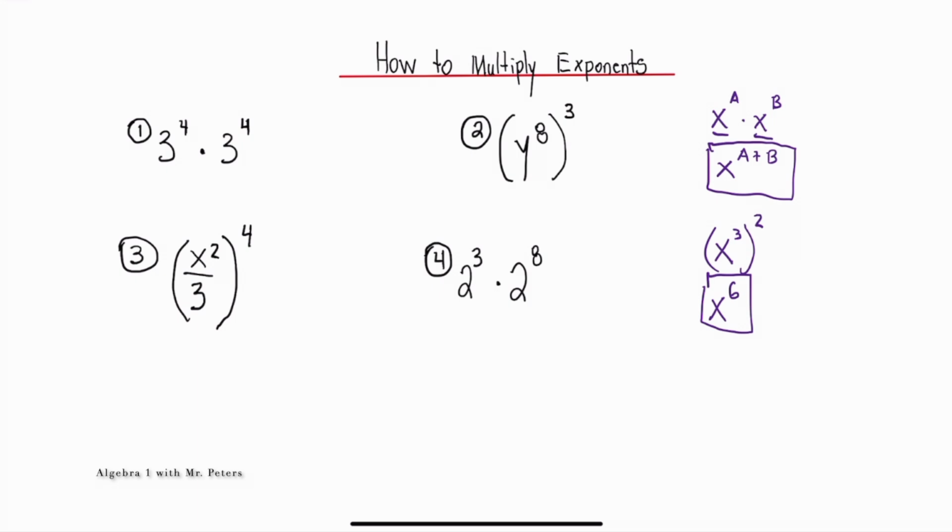So when we look at our first example now, 3 to the 4th times 3 to the 4th, same base, we just add the exponents. So after we add, we're going to get 3 to the 8th power.